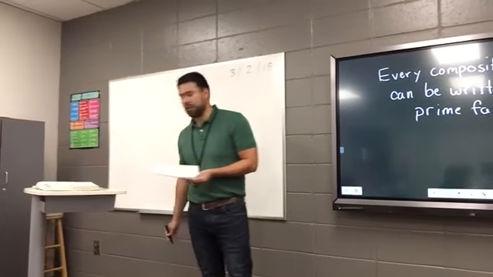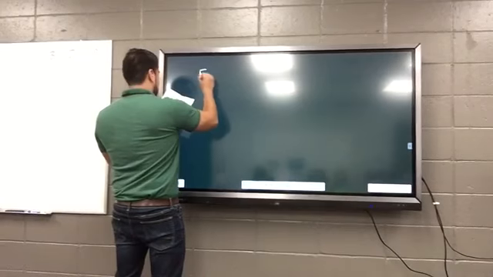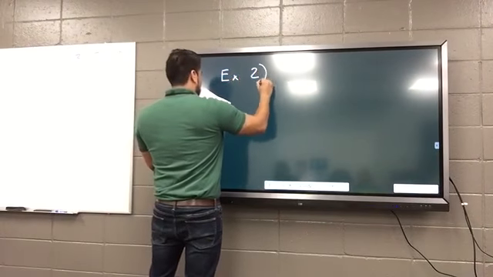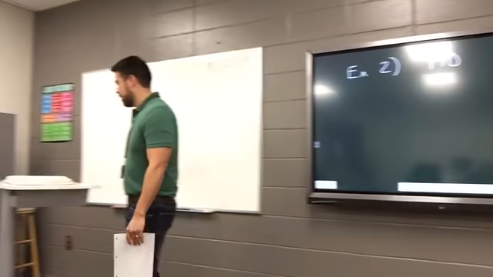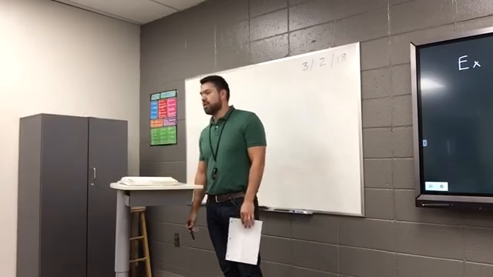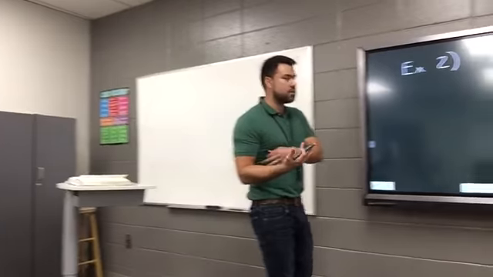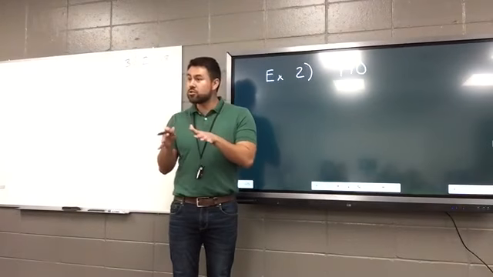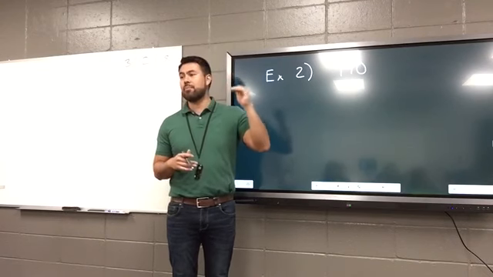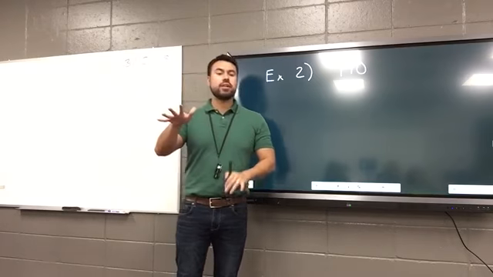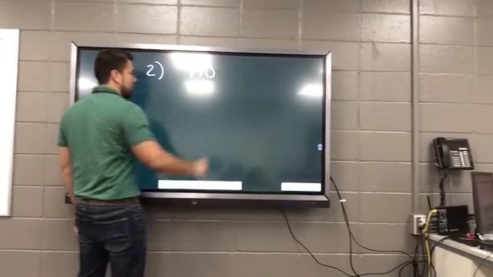Example number 2 on 559. It says, find the prime factorization of 140. So what I want to do here is use one of 2 methods. We've talked about this before. Do you guys remember the factor tree, or we call it division by primes? Factor tree or division by primes is going to be sufficient. So I'll do the factor tree first.